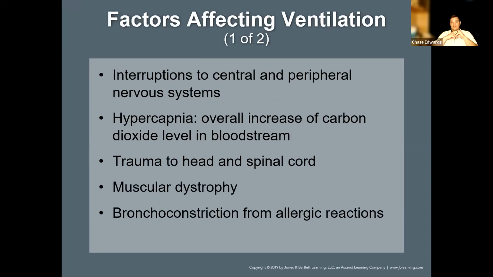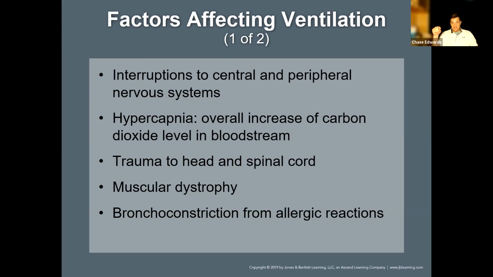So some factors affecting ventilation are going to be maintaining a patent airway. That's going to be one of the most critical, if not the most critical. Many intrinsic and extrinsic factors cause airway obstruction. Interruptions in the central and peripheral nervous system have a drastic effect on the ability to breathe efficiently. Hypercapnia, that's the overall increase of carbon dioxide levels in the bloodstream. Trauma to the head and spinal cord can also interrupt nervous system control of ventilation as well.